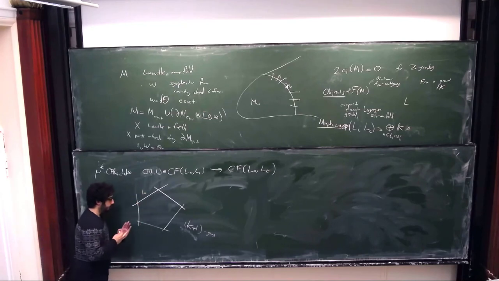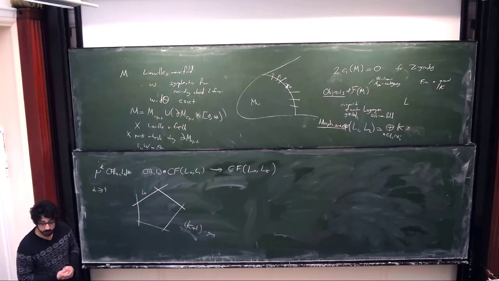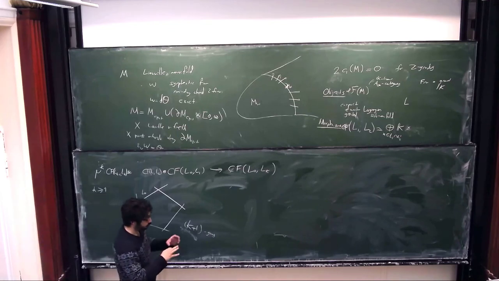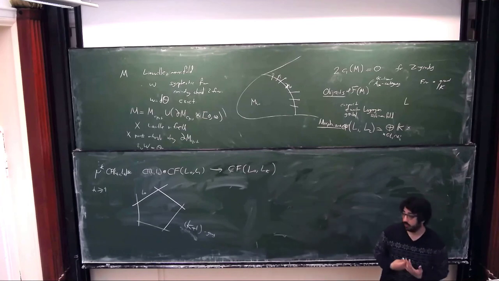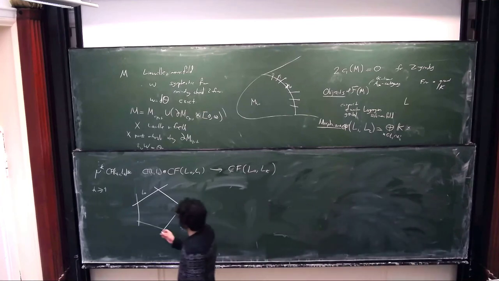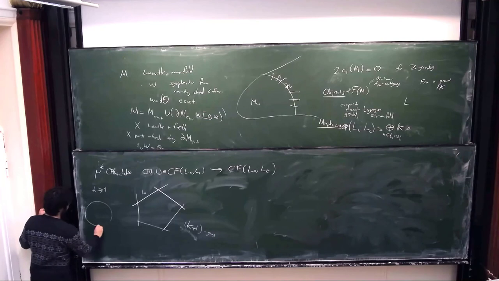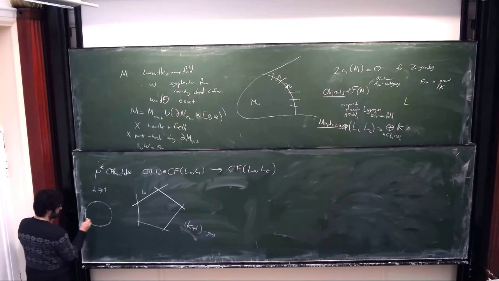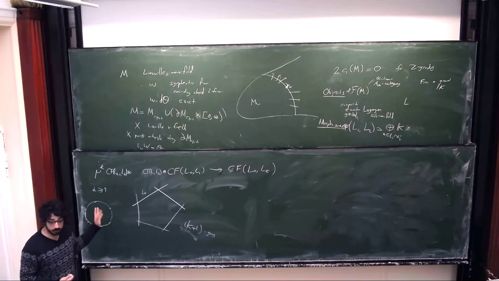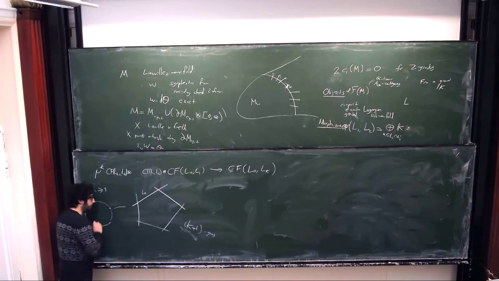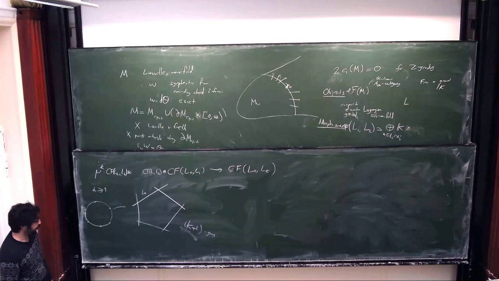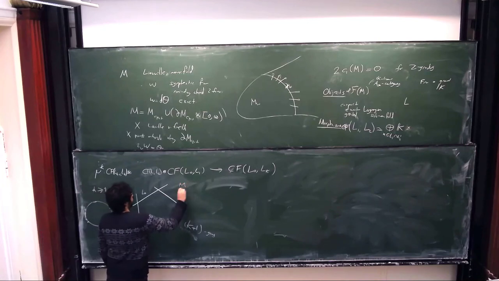What I'm drawing here is an image of a holomorphic map from the unit disk to M. And maybe I'll draw the unit disk as well. So there's a unit disk with a holomorphic structure, and it has K plus one standard points, the K plus one roots of unity. So there is a fixed holomorphic structure here, and we just map this to M. So here, this is M.